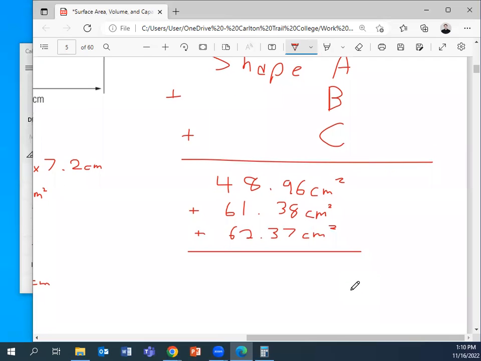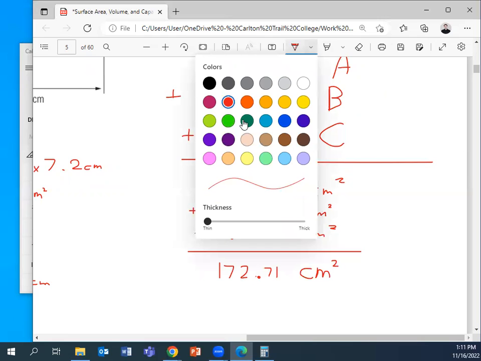So first off, is this going to be centimeters squared or centimeters to the power of 6? Squared. We're adding them. If we were multiplying this, that'd be different, but we're just adding it, right? This tile plus this tile plus this tile is still a surface area. It's still something square. If I add all these up, I'm going to end up getting 172.71 centimeters squared.